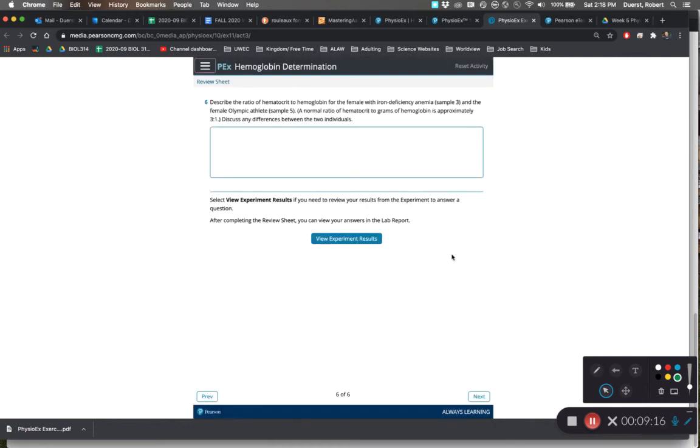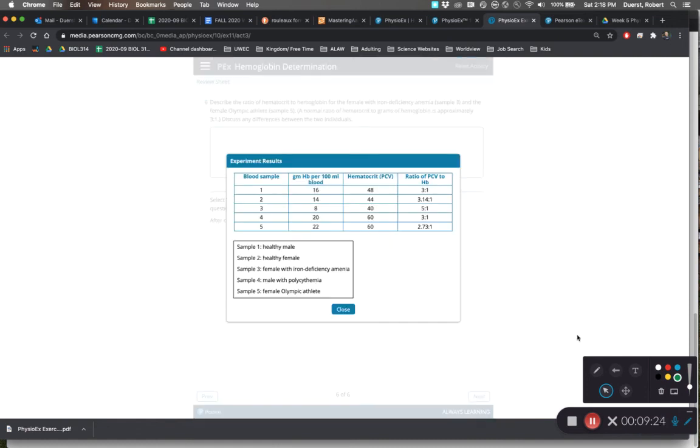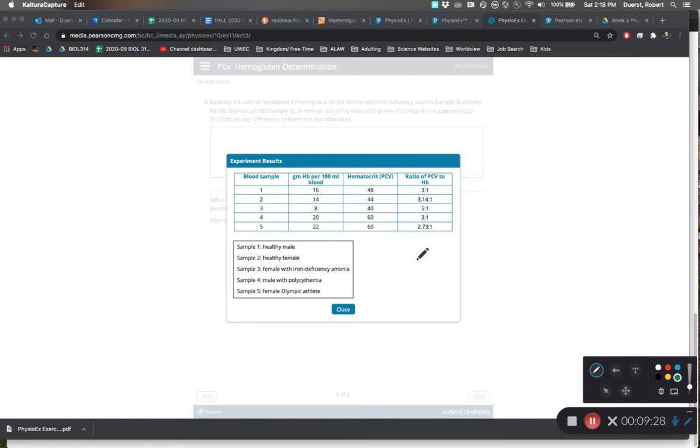Question number 6. Describe the ratio of hematocrit to hemoglobin for a female with iron deficient anemia and the female Olympic athlete. So when we look at our female Olympic athlete, because she is working out constantly and exposing herself to situations where she has oxygen deprivation when she's having her workouts, she has a very low ratio. Whereas the female with iron deficient anemia has an impaired ability to make hemoglobin and will have a very high ratio.